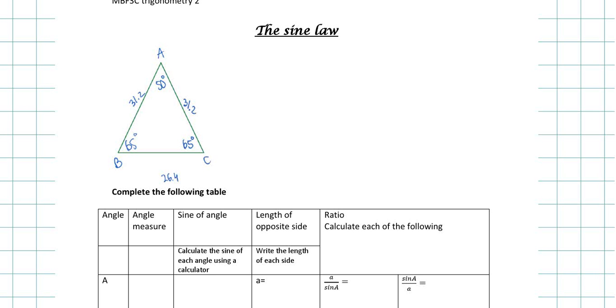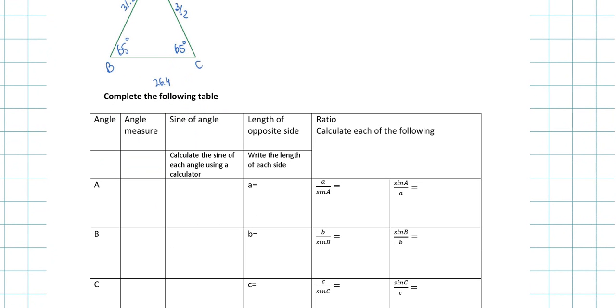So I'm looking at this triangle here. It happened to be an isosceles triangle, but it's going to work for any oblique triangle. It doesn't have to be isosceles or anything like this. In this case, I have angle A is 50 degrees, angle B is 65, angle C is 65, and then we have the three sides. Remember that when we're naming our triangle, the angles are always in capital letters, right?